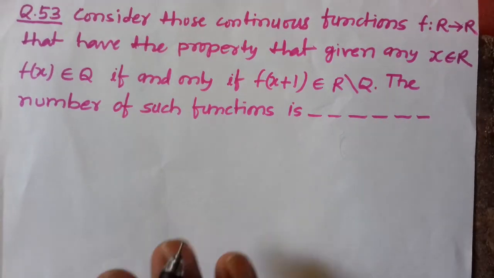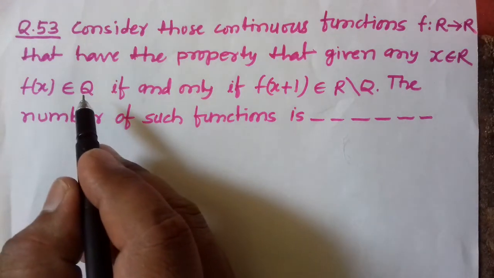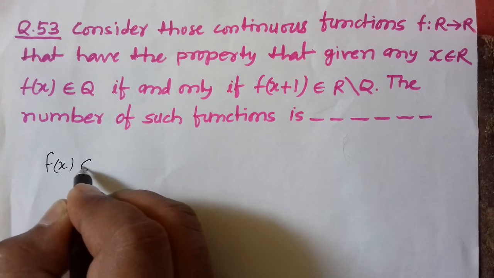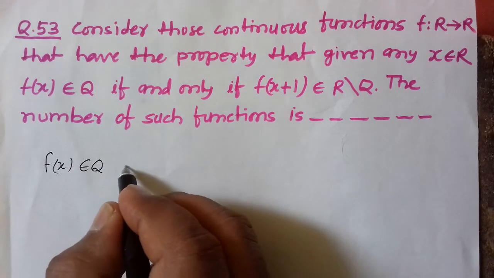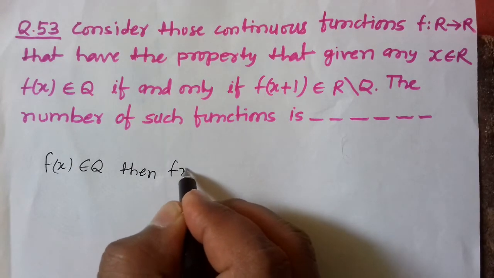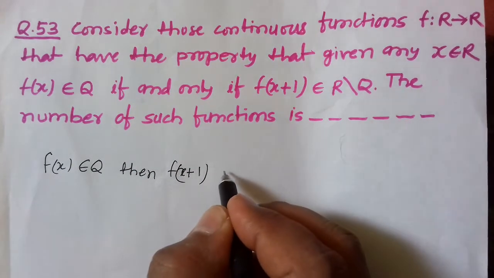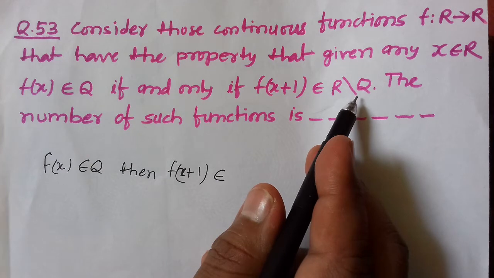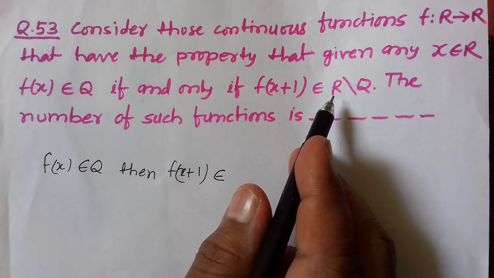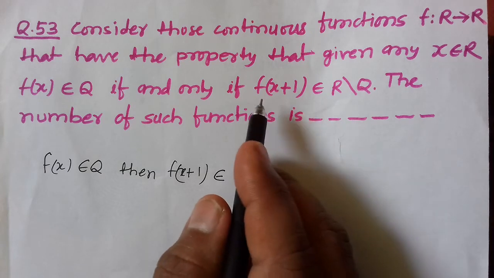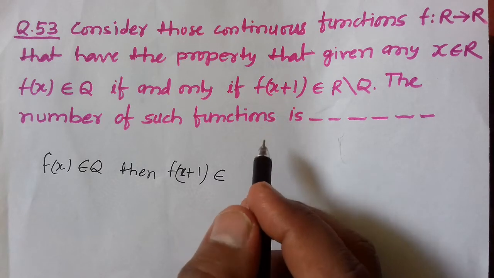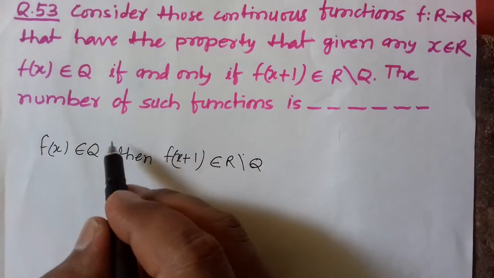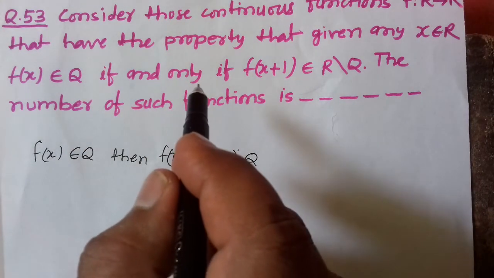Here you see in this question, f(x) belongs to Q, a rational number. Then f(x) plus 1 must belong to R oblique Q, which means you have to exclude rational numbers from the real numbers. This means that f(x) plus 1 is an irrational number. Also you see that here there is "if and only if".